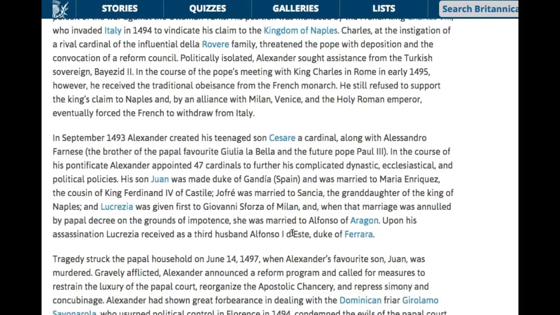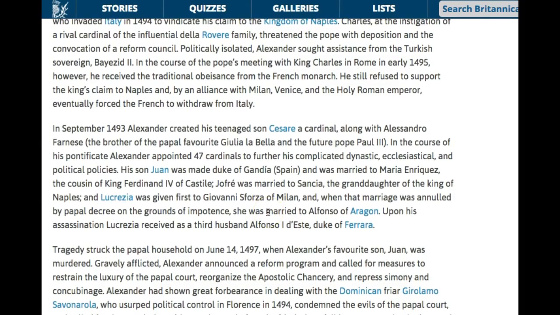But why is he so important? Is because of what? Not him per se, but his sons. Let's keep going. In September 1493, Alexander created his teenage son Cesare a cardinal, along with Alessandro Farnese, the brother of the papal favorite Giulia la Bella, and the future Pope Paul III. In the course of his pontificate, Alexander appointed 47 cardinals to further his complicated dynastic, ecclesiastical, and political policies.